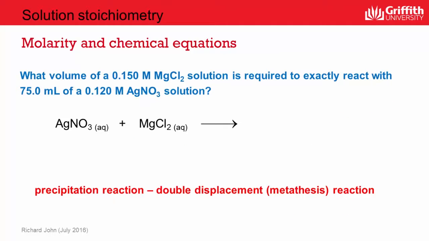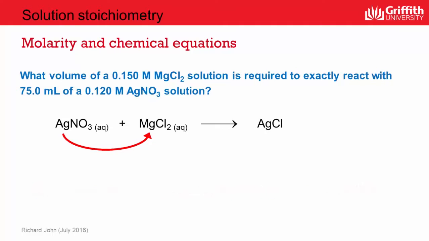Precipitation reactions, remember, are double displacement or metathesis reactions, where we are going to swap anion and cation pairs. So the silver cation will displace the magnesium cation to produce silver chloride as one product, and the nitrate anion will displace the chloride anion to produce magnesium nitrate as another product.